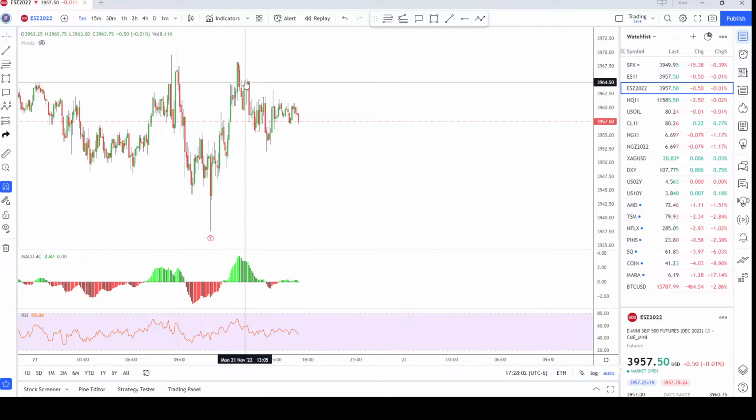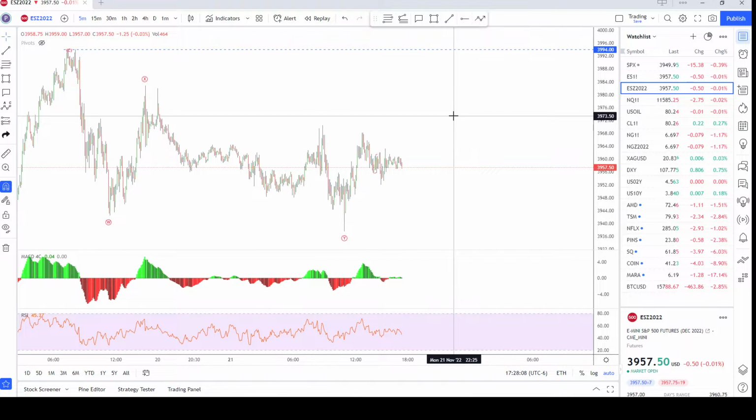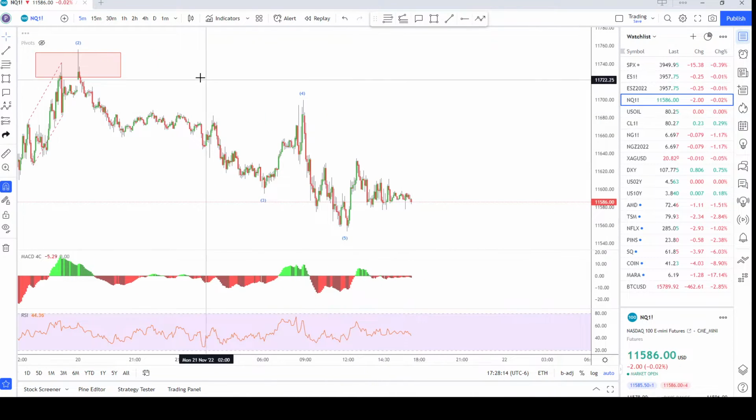Because I see 3 waves up and then 3 waves down. So it could be making some kind of diagonal going up. So we got to watch this. Nasdaq was pretty much the same thing.